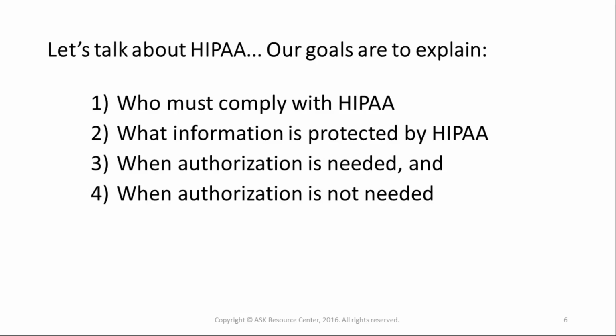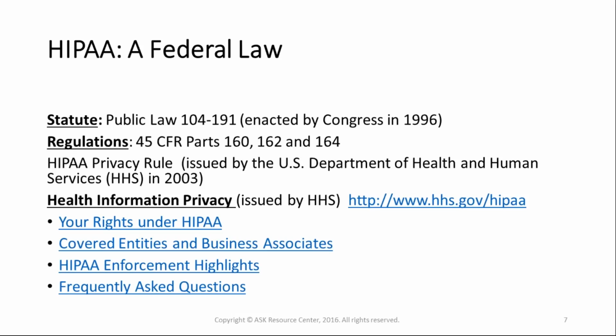Now, HIPAA is a federal law. Congress enacted it in 1996, and then the privacy regulations for HIPAA were actually issued in 2003 by the U.S. Department of Health and Human Services. There's some really good information on the web about HIPAA, and if you want to check about your rights under HIPAA, who are covered entities and business associates under HIPAA, HIPAA enforcement highlights and frequently asked questions, this is a good first website to go to get your answers.